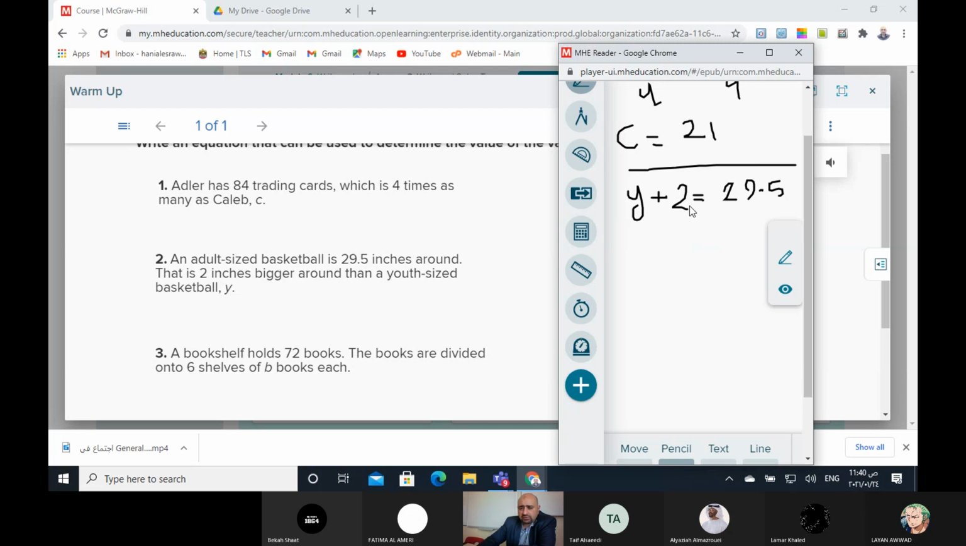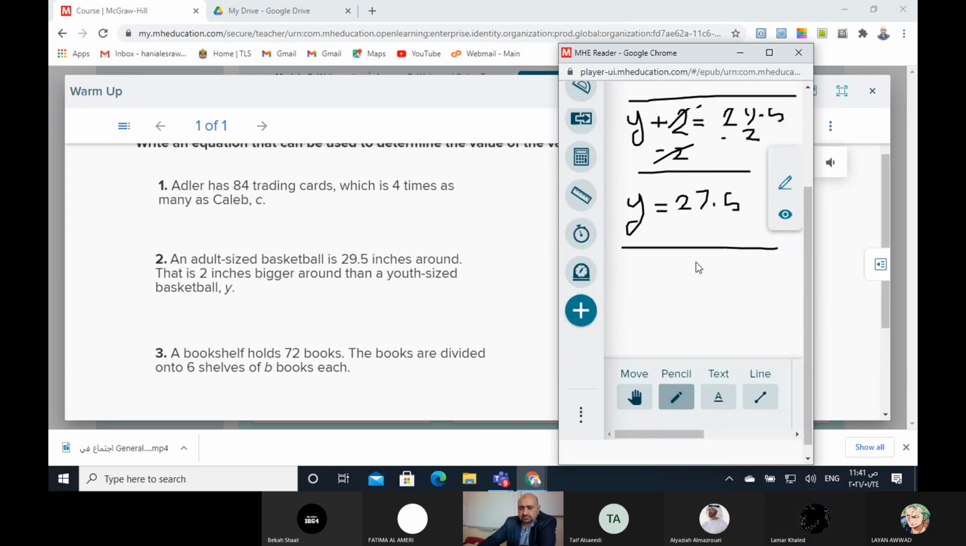If I want to solve this equation, I need one step. As you see here, we have plus 2. Try to remove the constant. So what do we do here? Subtract 2 from the two sides. Plus 2 and minus 2 will be 0. It means y equal 29.5 minus 2, which is 27.5. Who has any question here?